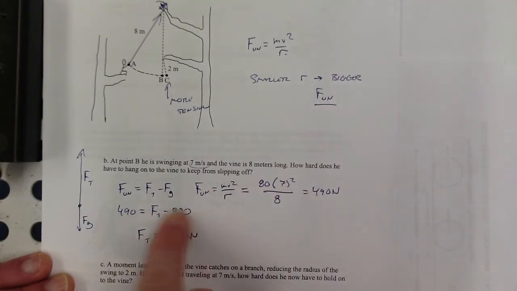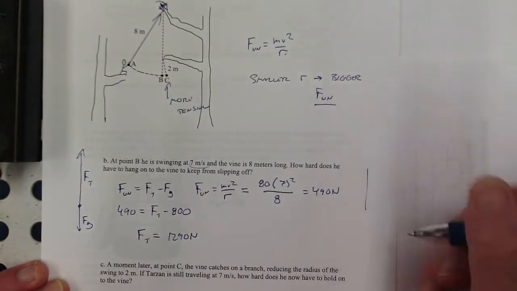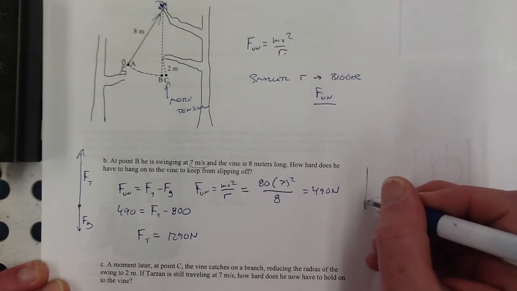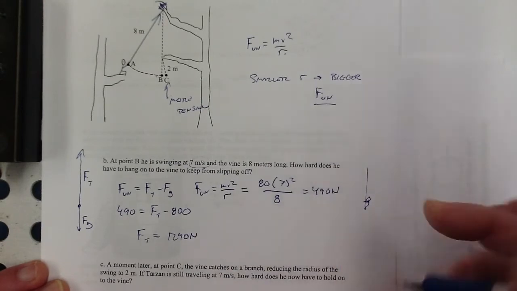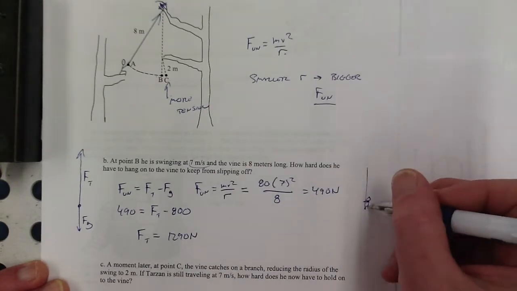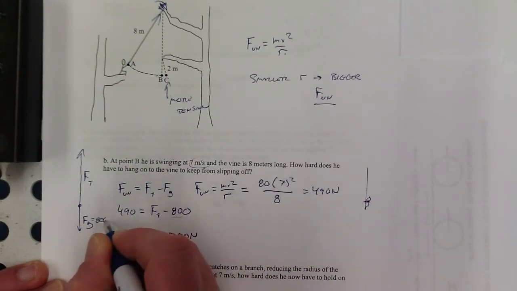1290. Now, if you think about it, if he was just hanging on a vine, like hanging on a rope like this, and it's not moving, then how hard would he have to hang on? Well, he'd have to support his own weight. He'd have to hang on with 800 newtons. He'd have to just match the gravitational force.